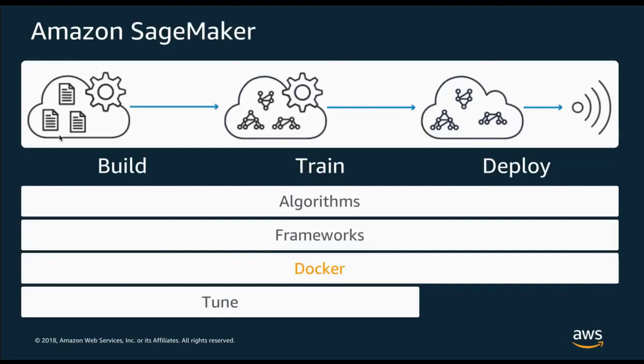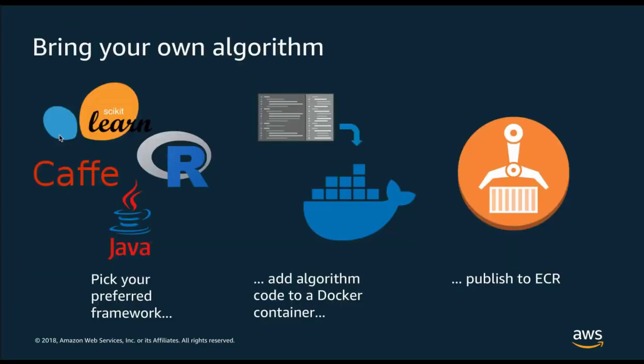For the bring your own approach of a Docker container, we've developed this so that you can still take advantage of things like SageMaker training and hosting even if we don't support the framework that you've chosen. So if you have an algorithm in R or Java or scikit-learn that you'd like to bring and train in SageMaker's managed training or hosting, you can do that by bundling that algorithm code up into a Docker container and publishing that container to ECR.